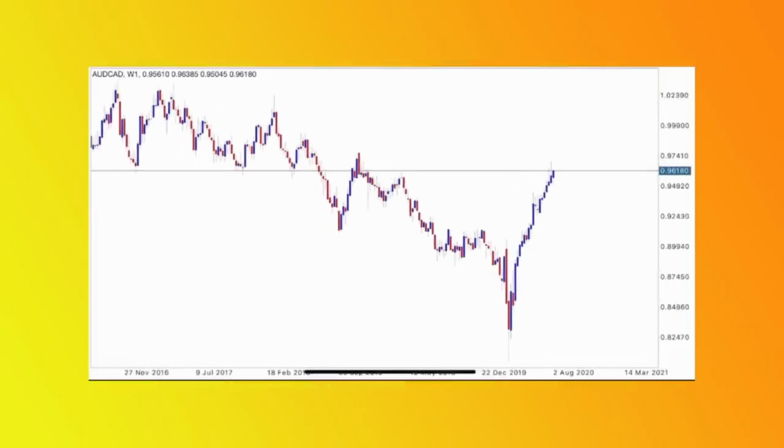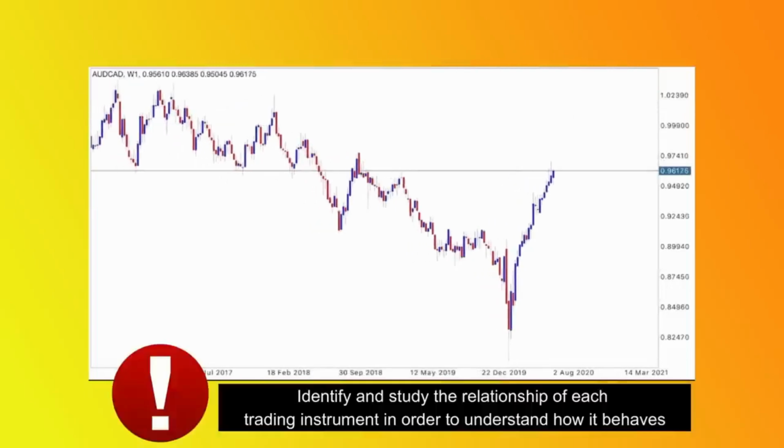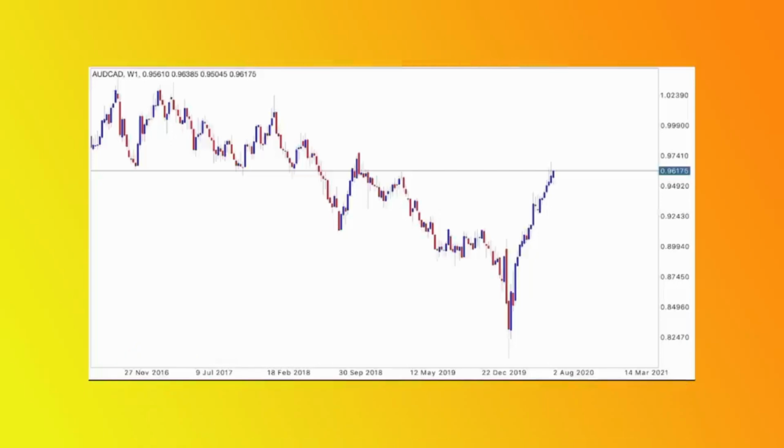This is when you firstly start with the trading instrument. You need to identify its relationship and also how it behaves. Once you learn that, that's when you can progress to the next step. Another step you need to do is to identify levels.